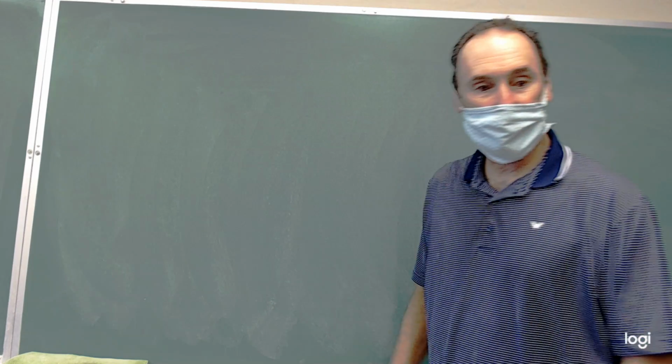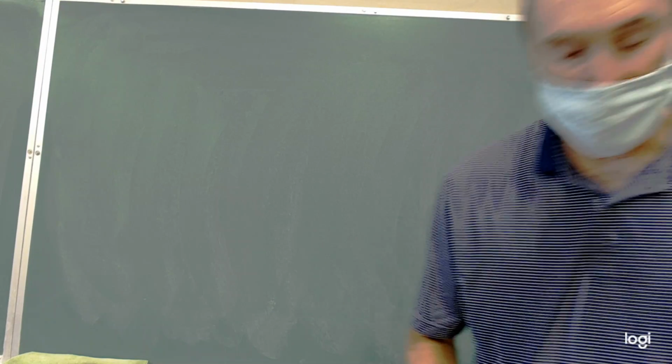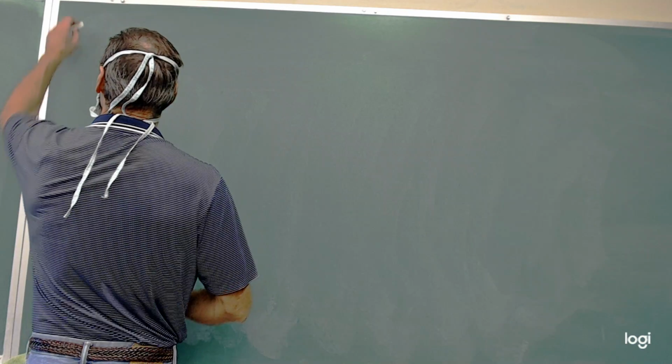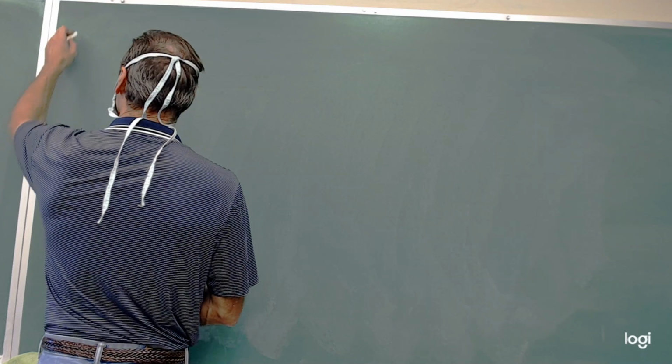All right, then let's see what we got on tap for today. Let's start with the derivatives of exponential and logarithmic functions. So this is 3.9 in our book.